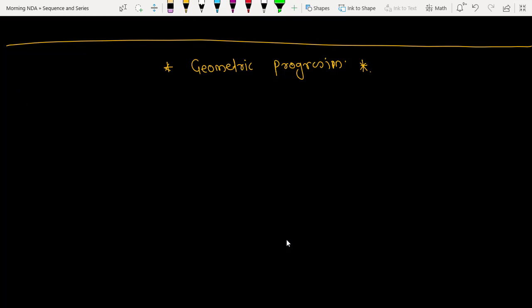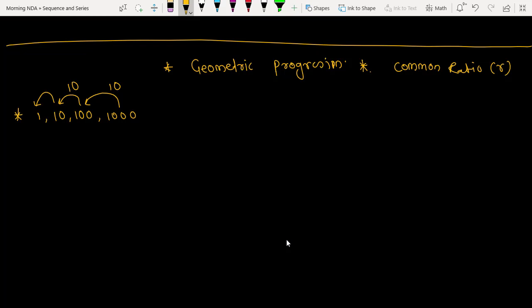Now give me one simple example of GP. GP means we have a common ratio, which is R. The best example of GP we can give is 1, 10, 100, 1000. What is the common ratio? 1000 by 100 is 10, 100 by 10 is 10, and 10 by 1 is 10. See how I am calculating the common ratio R.